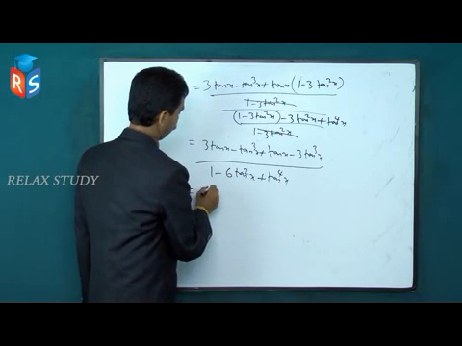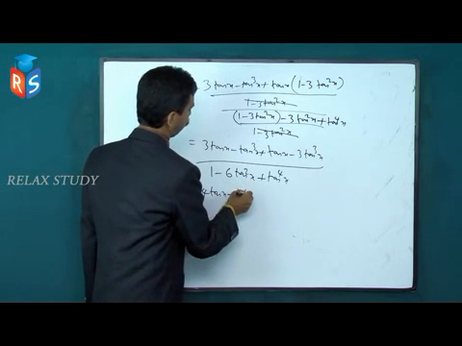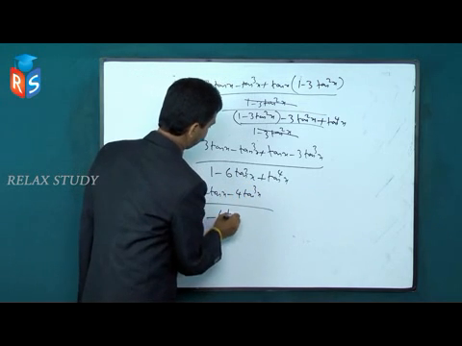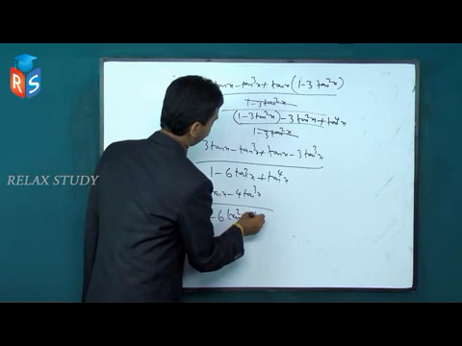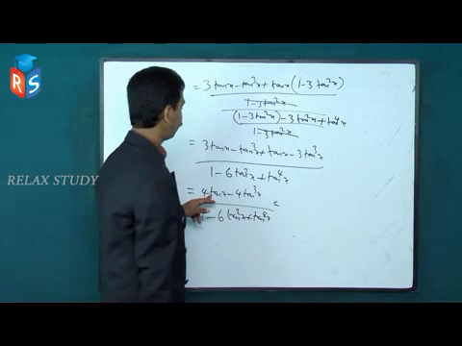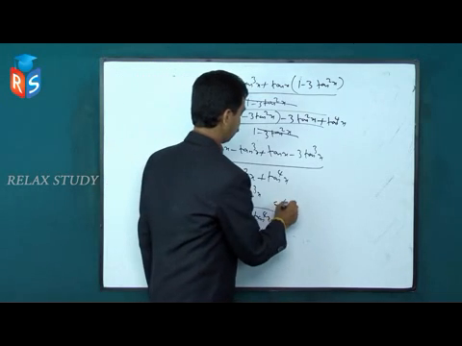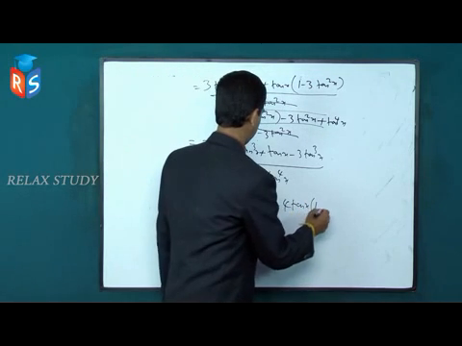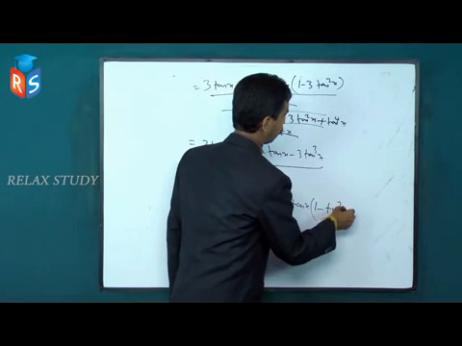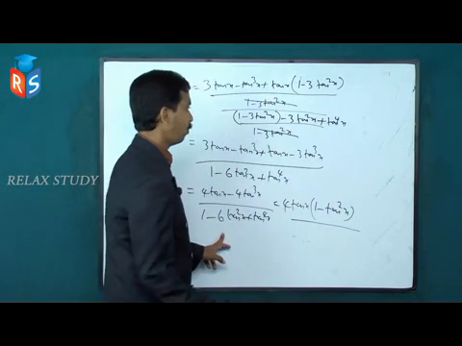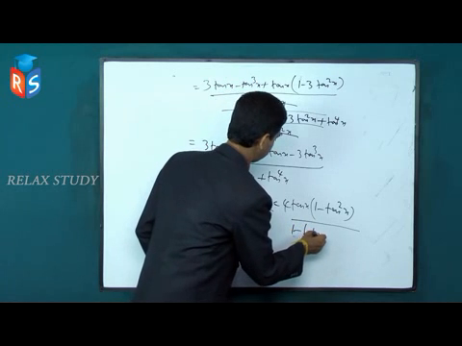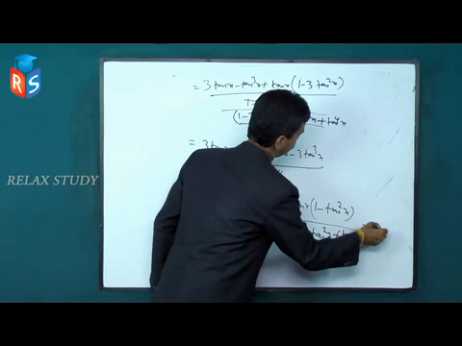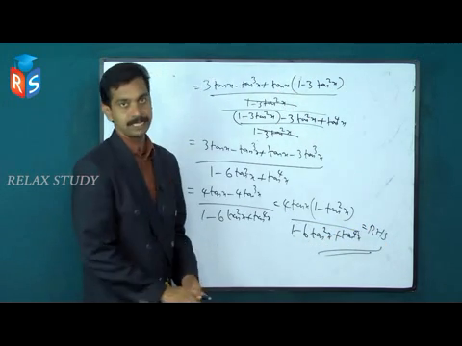The answer is 4 tan x minus 4 tan cube x divided by 1 minus 6 tan square x plus tan raised to 4x. Taking the common factor 4 tan x outside, 4 tan x into (1 minus tan square x) divided by (1 minus 6 tan square x plus tan raised to 4x). This is the RHS. So it is verified.